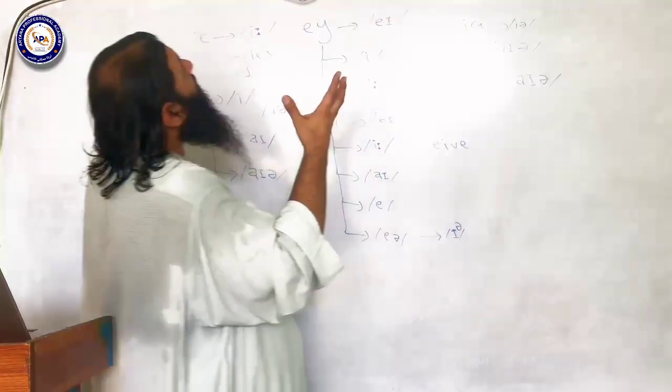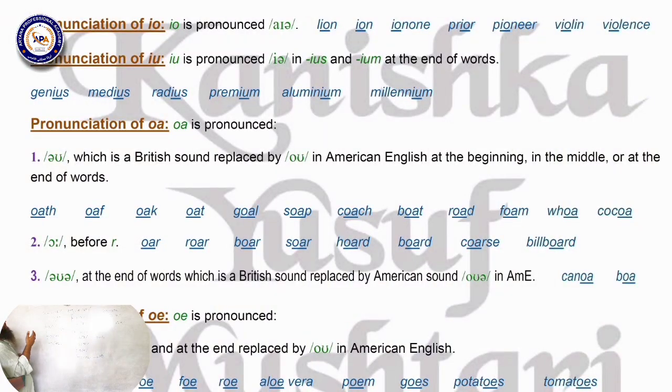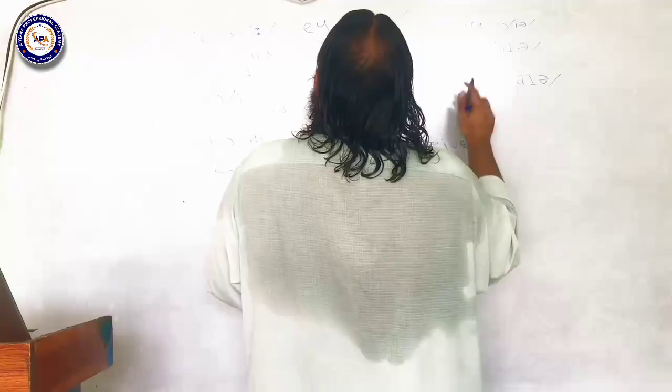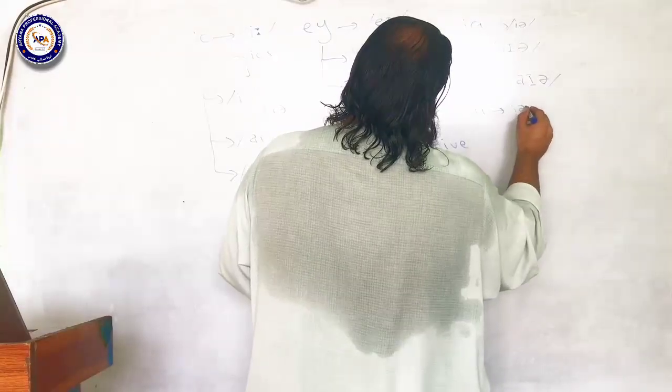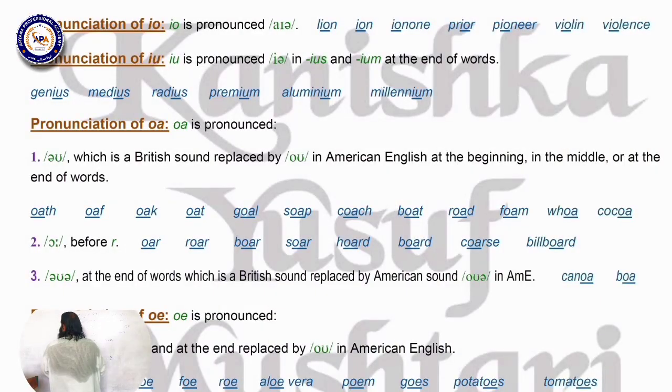Words like lion, iron, prior, pioneer, violin, and violence. And another digraph is IU, which is pronounced ear. And it is found in IUS and IUM at the end of words. Examples for IUS like genius, medius, radius, and examples for IUM like premium, aluminium, millennium, etc.